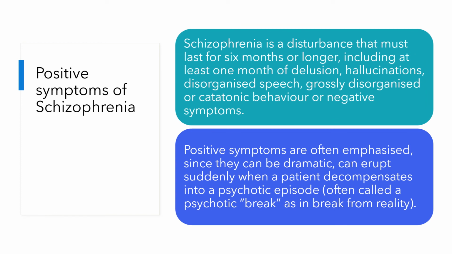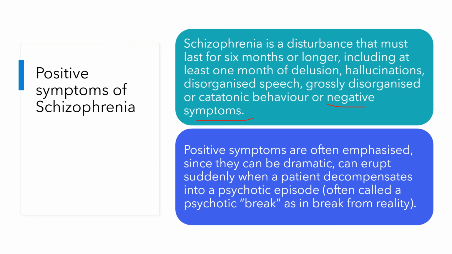Positive symptoms of schizophrenia. Well, schizophrenia is a disturbance that must last for 6 months or longer, including at least 1 month of delusions and hallucinations, or hallucinations, and disorganized speech, grossly disorganized or catatonic behavior, and even negative symptoms that we will talk about in our next video.